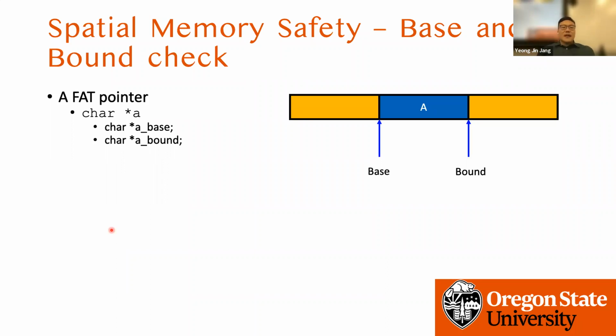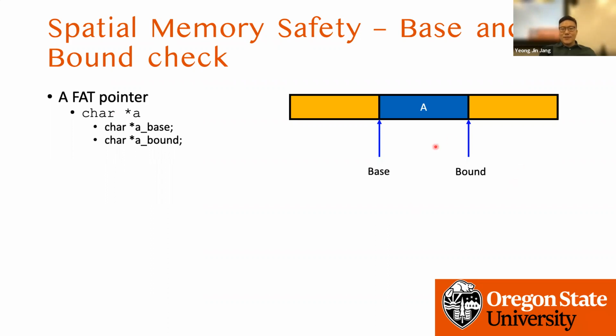How can we design this in a very naive way? We can use a fat pointer. The reason we use the keyword fat is that a pointer normally just points to an address for a buffer. But in addition to that, we will use a triplet: the pointer itself, the base pointer of the region, and the bound pointer of the region.